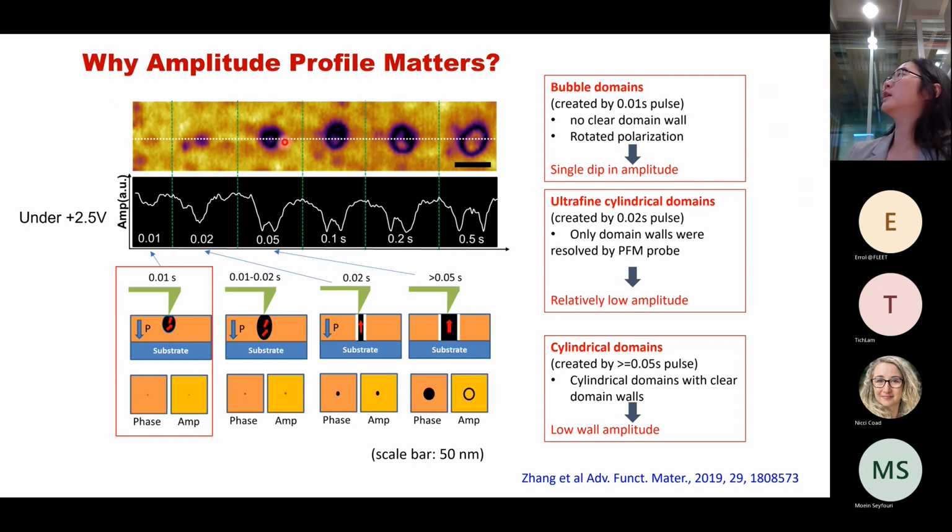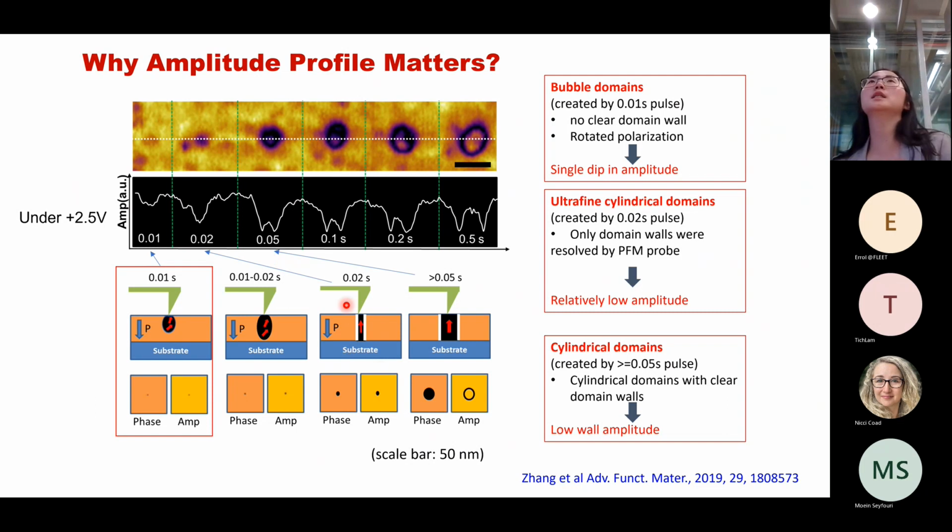It keeps shrinking as we decrease the pulse width, and at some point it becomes like one dot. So it's quite similar to the bubble domain or nanoscale domains. But we can see that the center of this domain also shows a very small amplitude. If we keep reducing the pulse width, we can see one small domain shown here, but it has a higher amplitude. So what we think is that this one is also included, and has some domain wall structures.